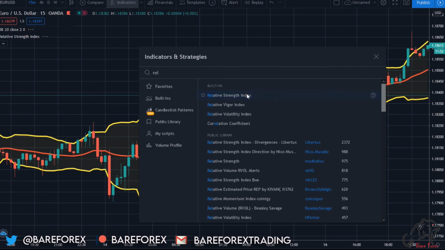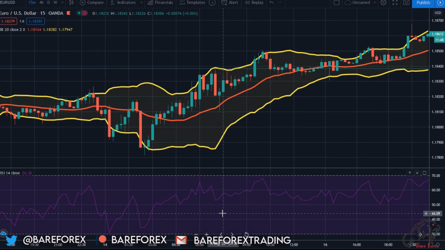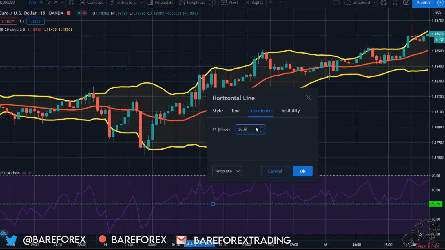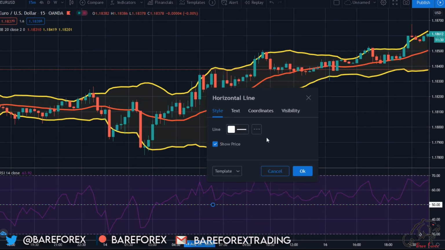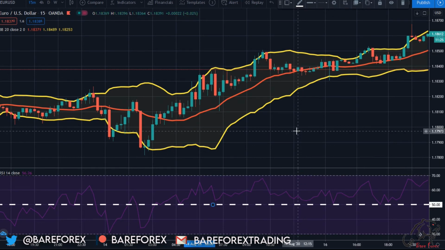Relative Strength Index. Ew, ugly purple. That's okay. But I'm going to put a 50 line here in the center. All right. So, I don't know why they like to do purple on purple, but it's fine.